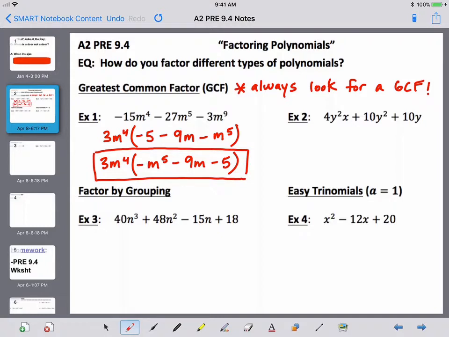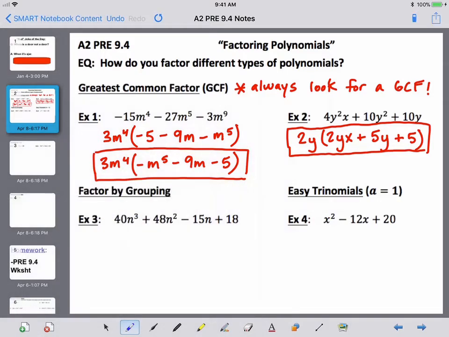All right, example 2, I notice that I have 4, 10, and 10 as my coefficients, which are all divisible by 2. I also notice that they all have a y in them. So I can take 2y out of each piece, and then that would leave me with 2yx plus 5y plus 5. So I am just reducing the power of the y's each by 1, and then I'm also leaving any x's in there because I didn't take any x's out. They weren't common to each term. So this here is completely factored.